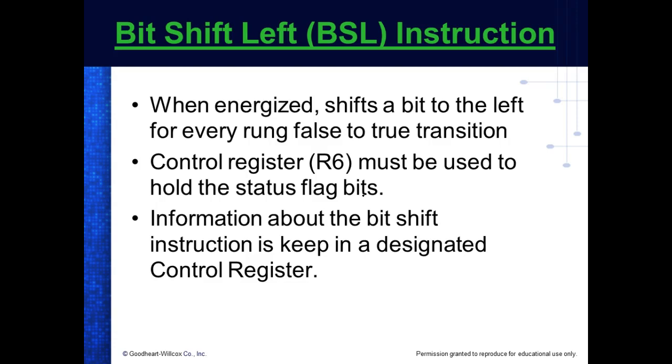Information about the bit shift instruction is kept in a designated control register. So you have to specify the control register you're going to use. And how many control registers can we have inside R6? 256. Yeah, so all these registers, 256. By default, we get R6. So if you loaded up a project tree, you'd get R6. But most of your PLCs allow you to use other numbers that are not assigned. The 1100 does that.